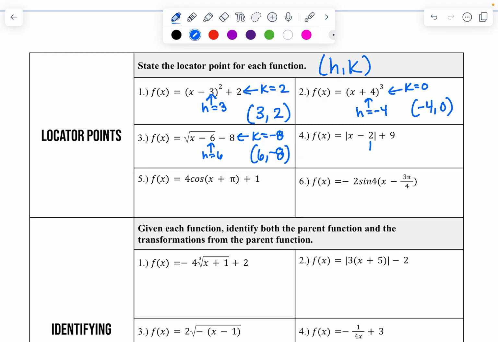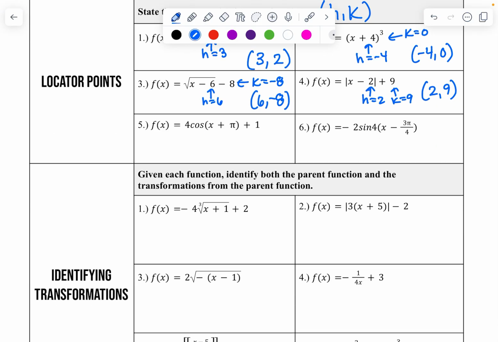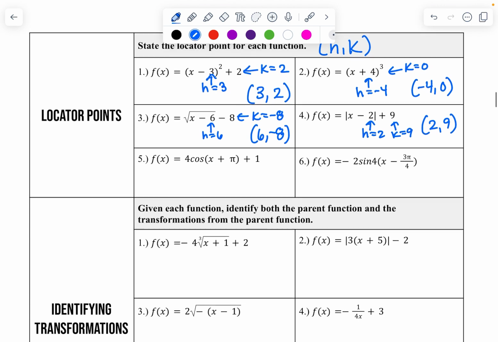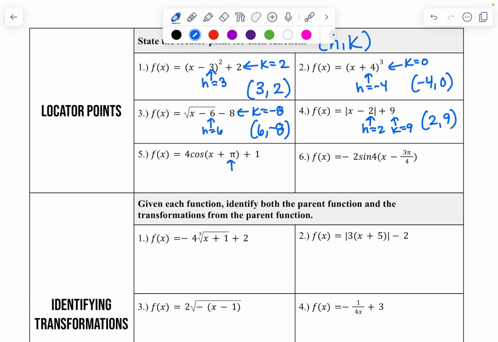Number 4 is absolute value. H is positive 2, k is 9. So your locator point is 2, 9. That's a V-shaped graph. Anytime we graph absolute value, that would be the vertex of that V shape. All right, cosine and sine. So we will be learning to graph these in this course, but we can still identify a locator point with the same steps we did before. So h is going to be inside with the x, opposite sign of what we see. K will always be outside, so our locator point here would be negative pi, comma 1.